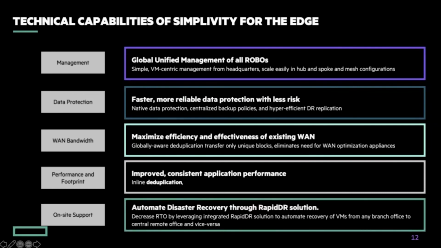We talked about how edge sites don't have on-site support, and we need an ability to automatically recover the data if a disaster happens. So our RapidDR tool provides that ability for customers to do an automated disaster recovery, making sure that all your VMs are back up and running on your core site from your edge site if something happens on your edge site, making sure that customers' VMs are all up and running all the time.